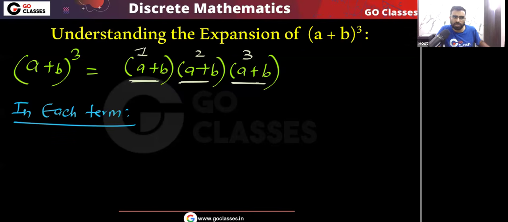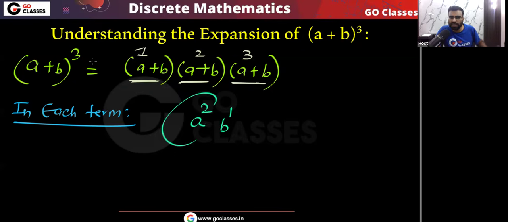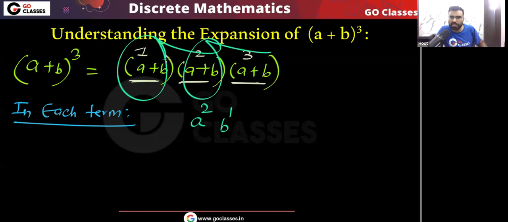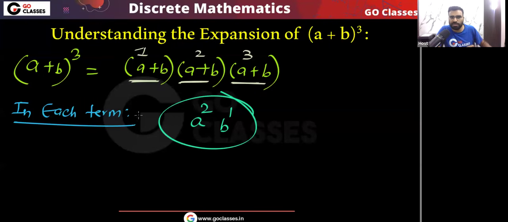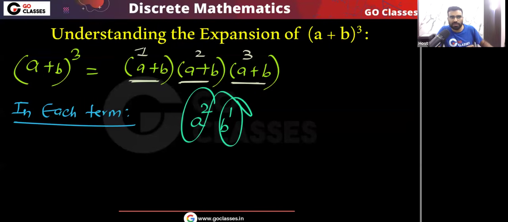In each term, you can notice that some a's will come, that you already know, and some b's will come. Agree? Now you tell me, if two a's are coming, then how many b's will come? Only one, because there are total 3 factors, because we have a plus b power 3. So if two a's are coming from these two factors, then from here b will come, because from every factor either a will come or b will come. So you can see the total number of a comma b will be 3. So if 2a are coming, then 1b will come.